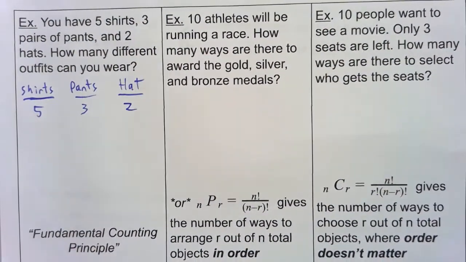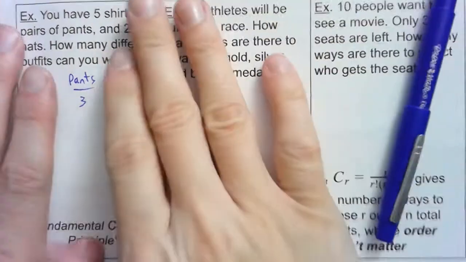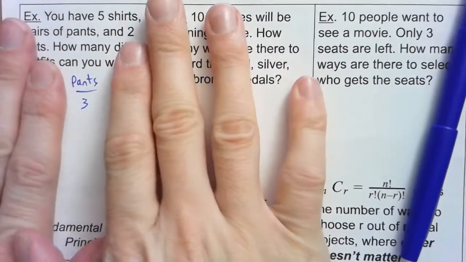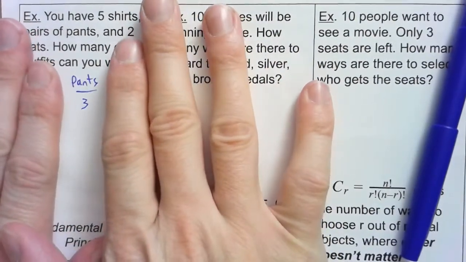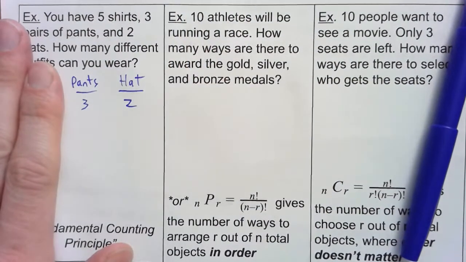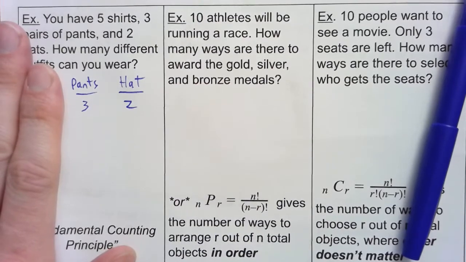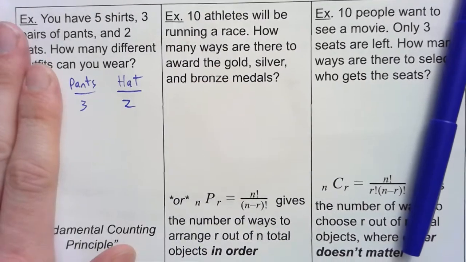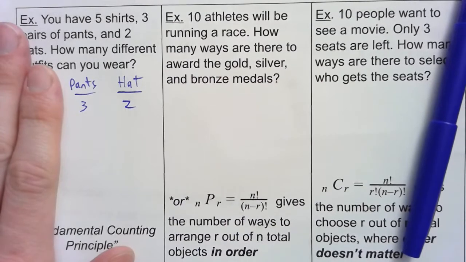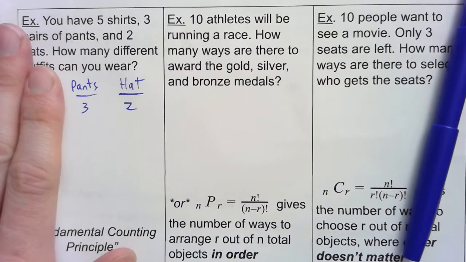So then what the fundamental counting principle tells us is how to put all those numbers together. Let's see if you can figure it out. Let's say we started with just 3 pairs of pants. So you've got 3 options right now. Well, now you introduce 2 hats into the picture. For every pair of pants, you have 2 extra options. For the first pair of pants, you can do hat A or B. For the second pair of pants, hat A or B. For the third pair of pants, hat A or B. It doubles your options.